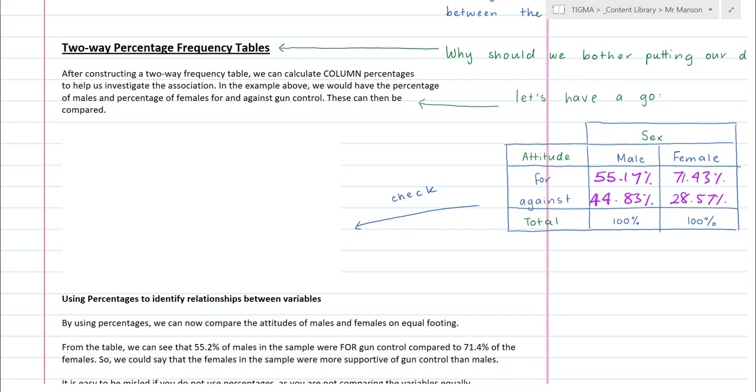32 and 30 made it look like, well, there were more males in the survey than females that were for gun control, but there were also more males in the survey, full stop. So the proportions are only a bit more than 50% of males are for gun control, whereas over 70% of females. That's significant now. And it's a better representation. It means we can evenly compare the two.